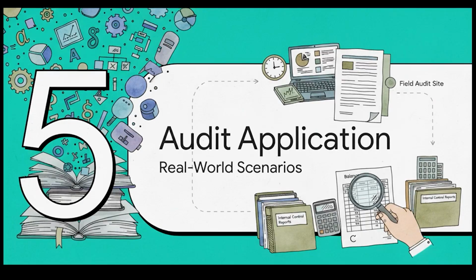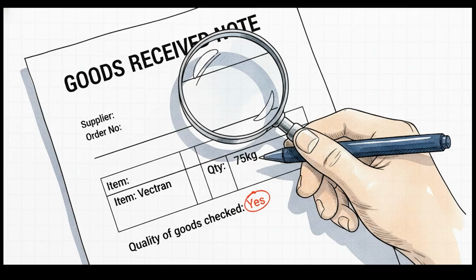And finally, Section 5, Real-World Audit Application. Let's drag all this theory out of the textbook and drop it right onto the client floor. Take a look at this specific scenario from the Murray Co. illustration in the syllabus. We're looking at a goods received note.